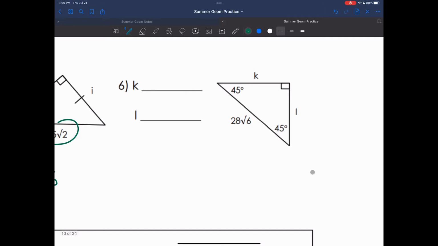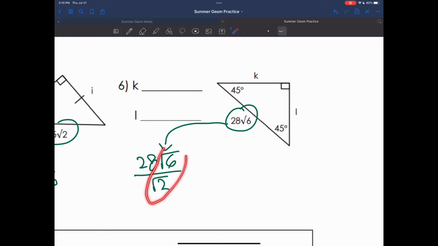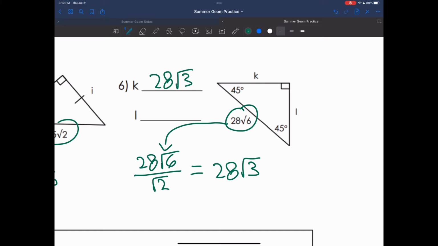Okay, number 6, same kind of thing, right? They give you the hypotenuse, so we pull it out to the side, 28 square root 6, and we work backwards by dividing by the square root of 2. And if you're real good with working with radicals, you'll realize, oh, these are both under square roots and I can divide those numbers. So you can do 6 divided by 2 and kind of push those together. And this is going to become 28 square root of 3. And that's it for both those sides.